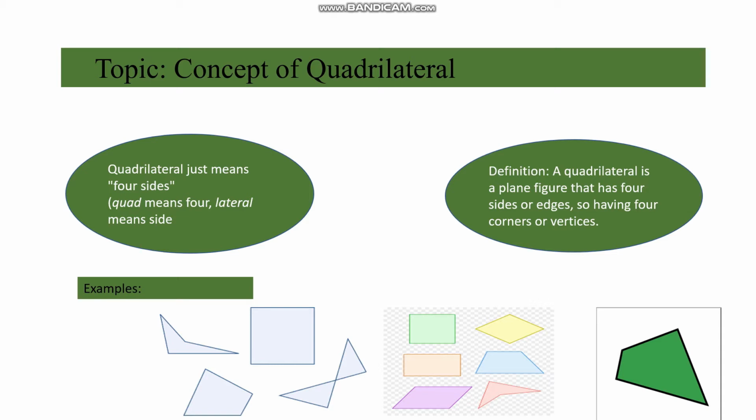And the general definition of quadrilateral: a quadrilateral is a plane figure that has four sides or edges, so having four corners or vertices.